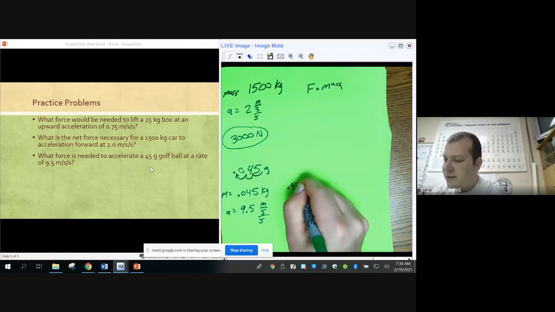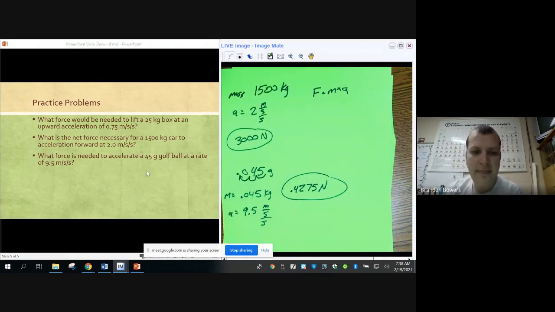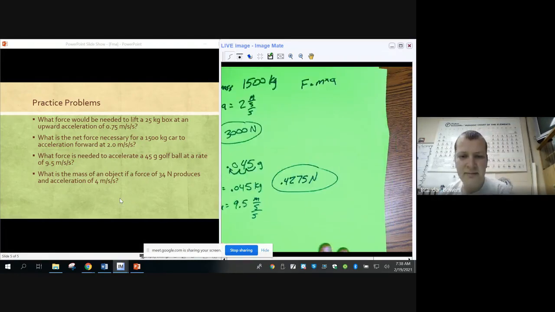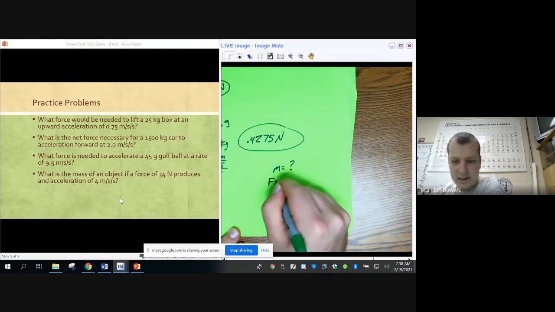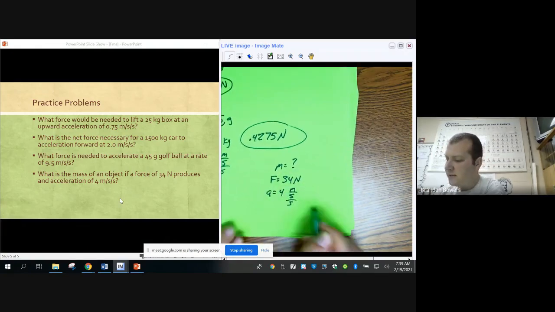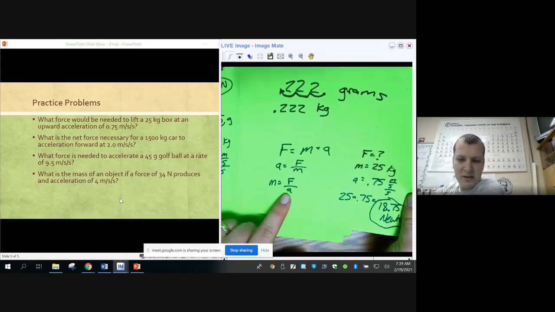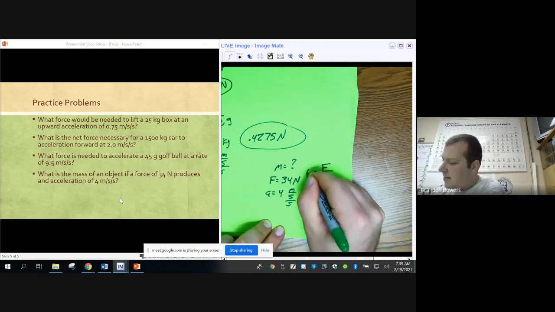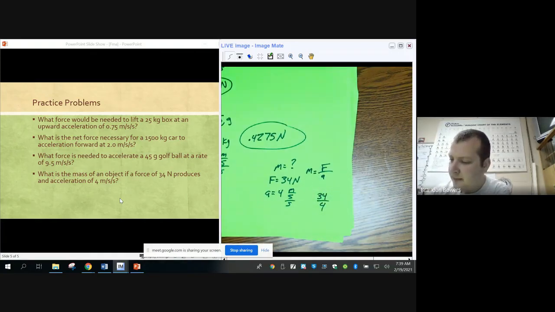Let's check out a different type of problem. Here, it wants me to solve for mass, where my force is 34 newtons, which is the right unit, and acceleration is 4 meters per second per second. When I want to solve for mass, I have to use my m equation. So m is equal to F divided by A. 34 divided by 4 is 8.5. What's the unit for mass? Nice. Mass is kilograms.